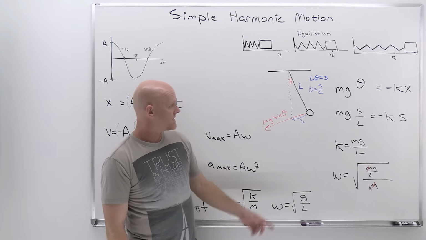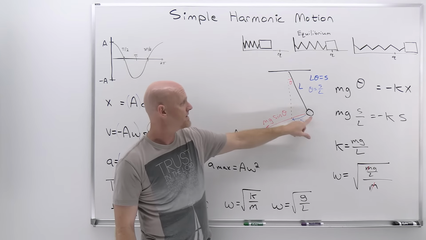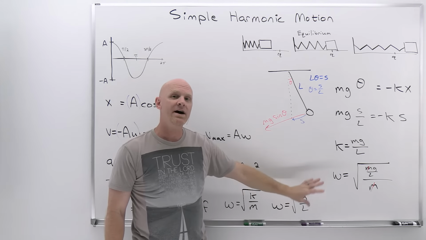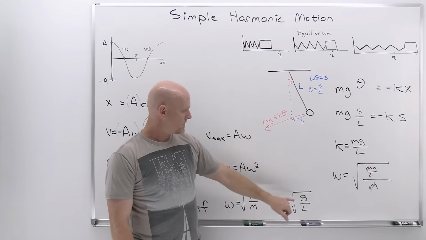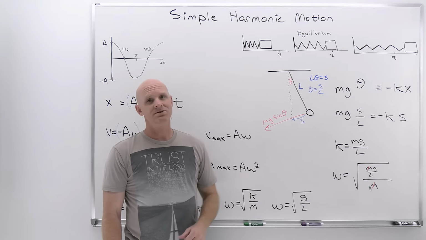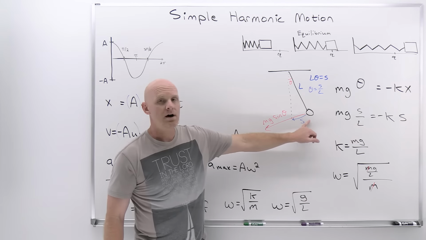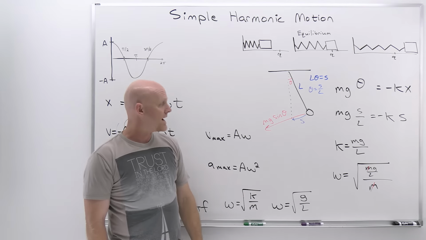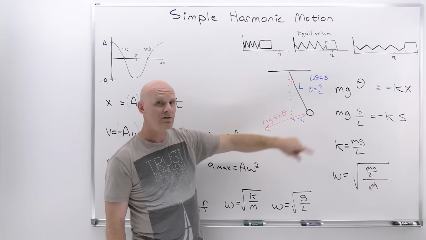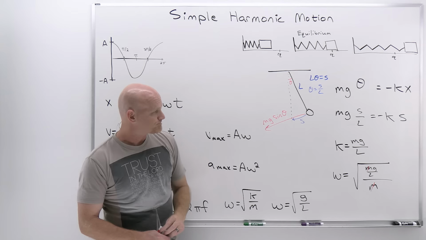One thing to note here is the mass of the bob on the end of the pendulum, the frequency factor is not affected by that at all. Only by the acceleration due to gravity, which isn't going to change unless you change planets or something like that. But only on the length of the pendulum, not on the mass of the bob instead.